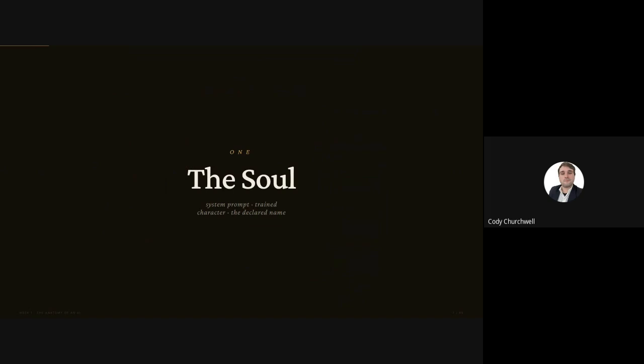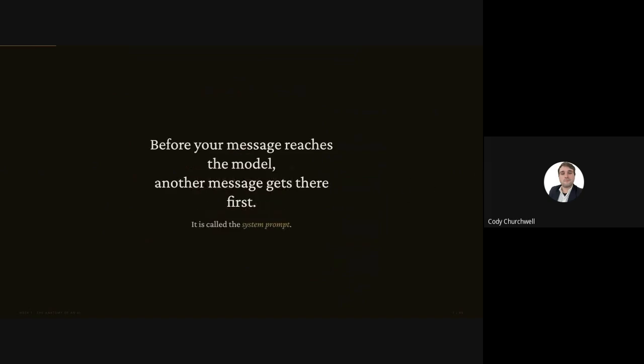Section 1, the soul. Here's the first thing. Every time you've talked to an AI, every single conversation with any of them, before your message got to the model, another message got there first. You didn't write it, you didn't see it, but it shaped everything that came after. That message is called the system prompt.